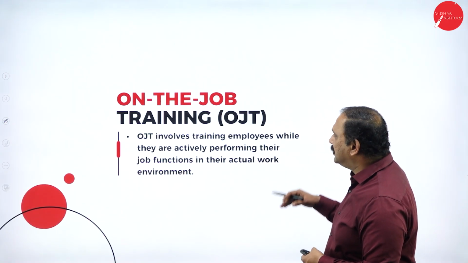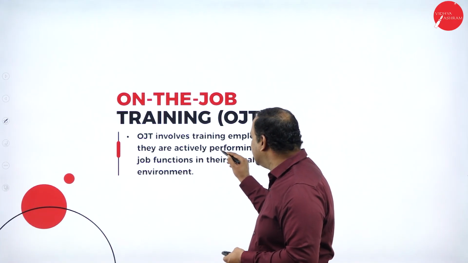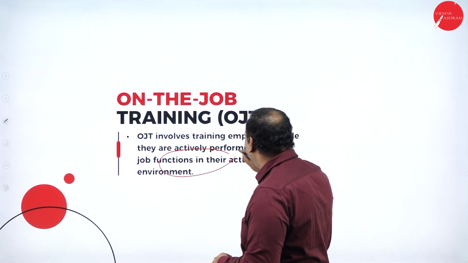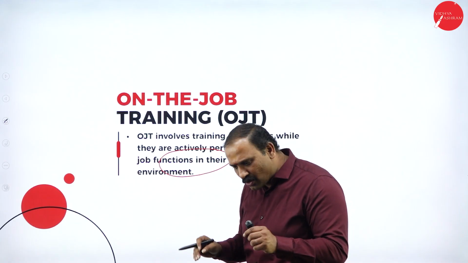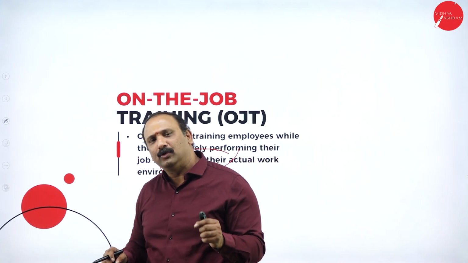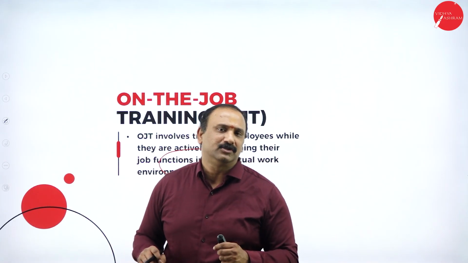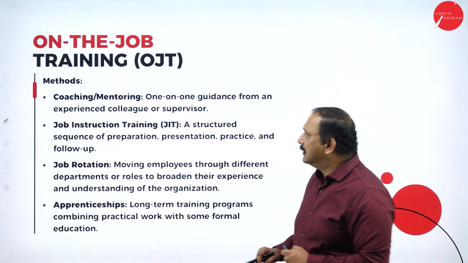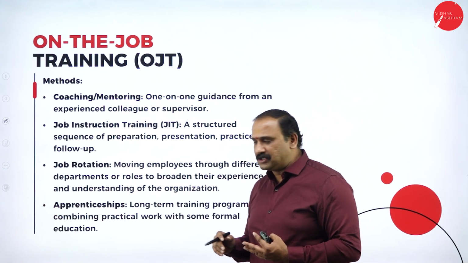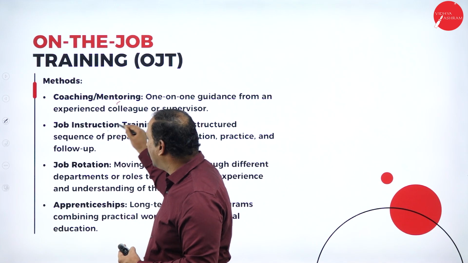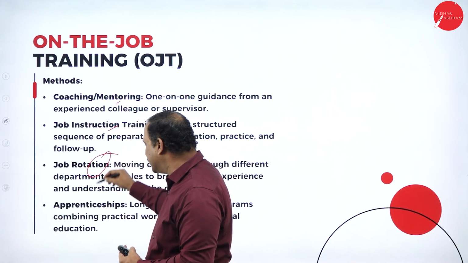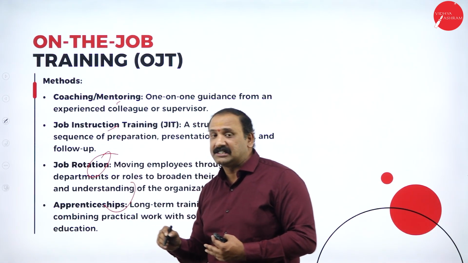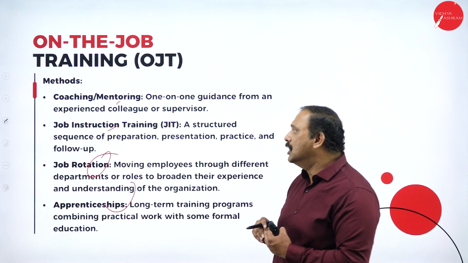Followed by which, the employees will also be seen in their actual work environment, so there's no deterioration at all in terms of the work factor. Now, what are the methods? First one is coaching and mentoring. Next is job instruction, job rotation, apprenticeship. All these things come under on the job.